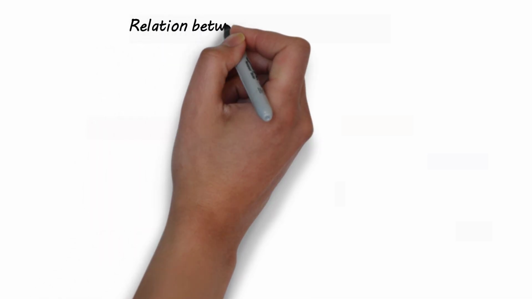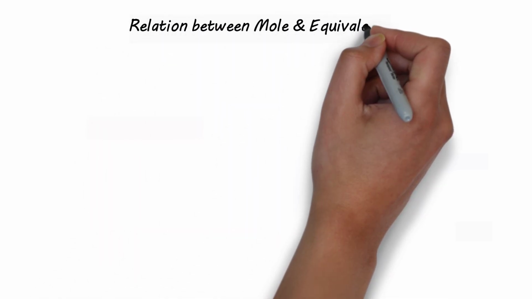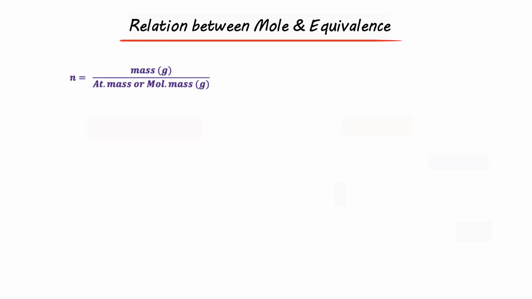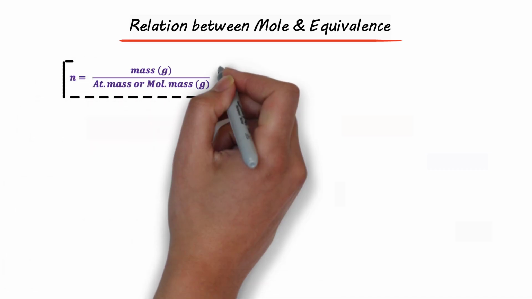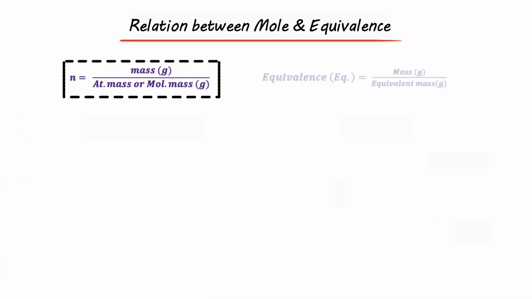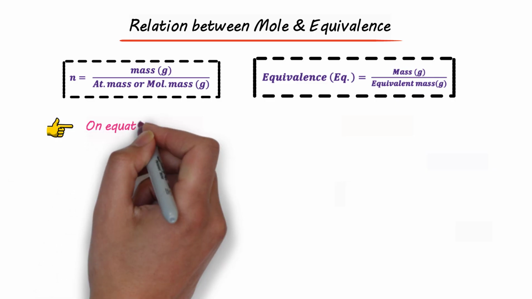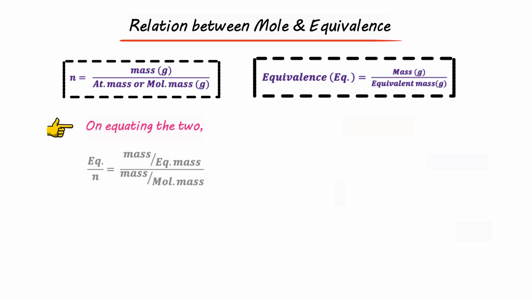Let's talk about the relation between mole and equivalence. As we know, number of moles is equal to mass in grams divided by atomic mass or molecular mass in grams. In the same way, equivalence is equal to mass in grams divided by equivalent mass in grams. Now, on equating the two expressions, we can get the ratio of equivalence to that of number of moles, and that comes out to be equal to molecular mass divided by equivalent mass.